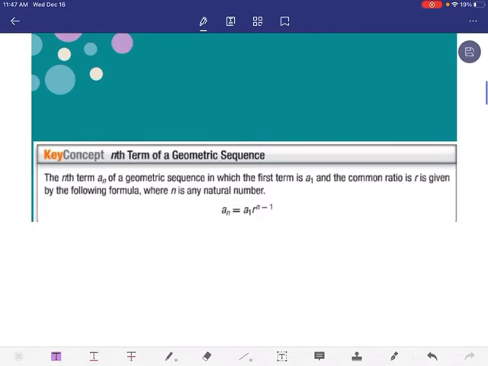So in general, just like with our arithmetic sequence, we have a formula that can help us find the nth term or any term in our sequence. And it's given to us by a sub n equals a sub 1, which remember is our first term, times r, which remember is that common ratio, to the n minus 1 power. So because we are multiplying by the same number each time, it can actually be rewritten using an exponent instead.